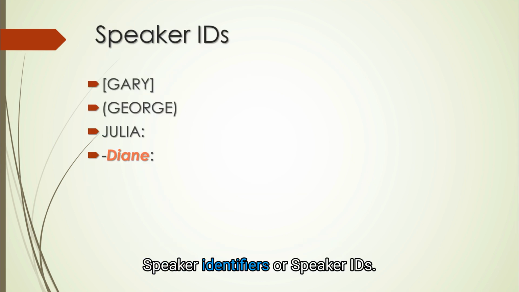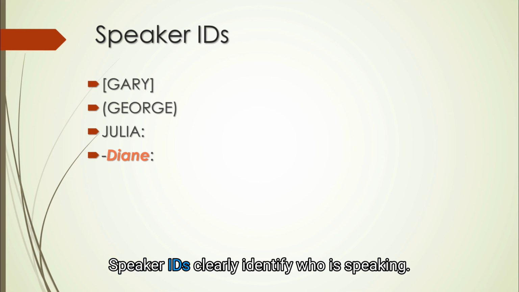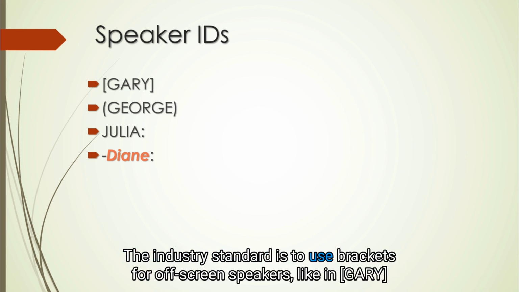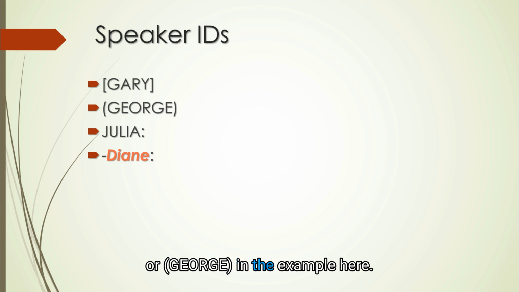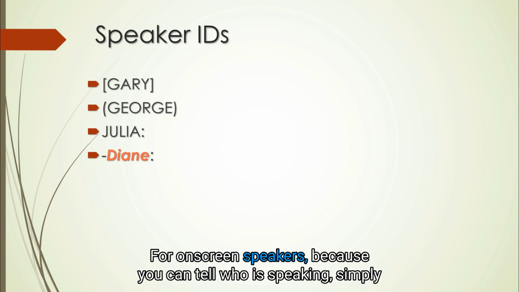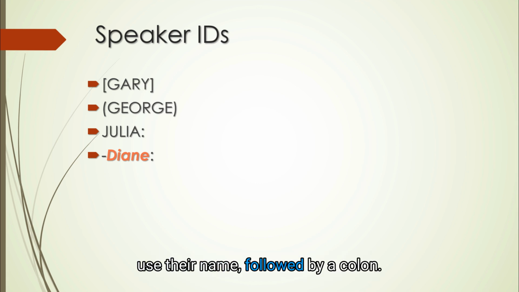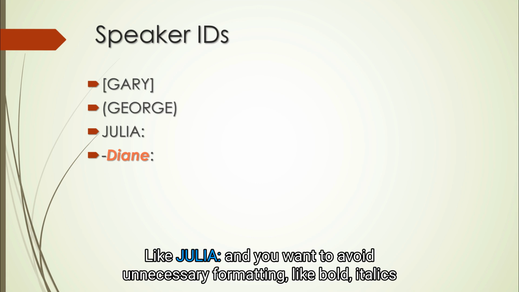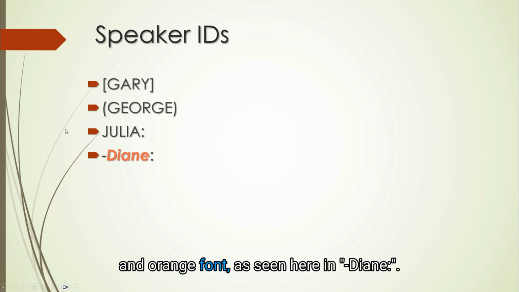Speaker identifiers, or speaker IDs, clearly identify who is speaking. The industry standard is to use brackets for off-screen speakers, like Gary or George in the example here. For on-screen speakers, because you can tell who is speaking, simply use their name followed by a colon, like Julia. And you want to avoid unnecessary formatting like bold, italics, and orange font, as seen here in Diane.